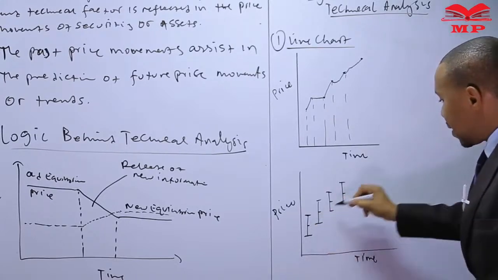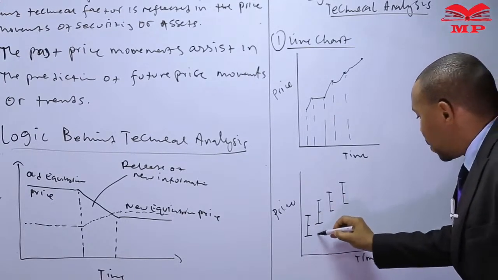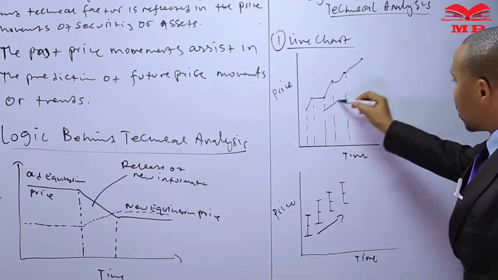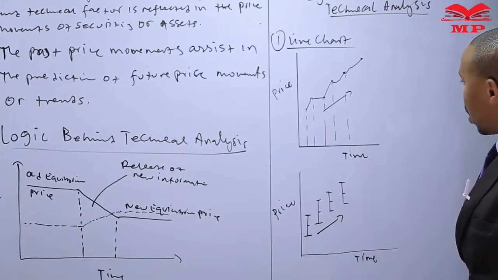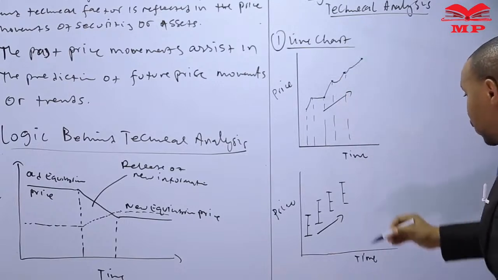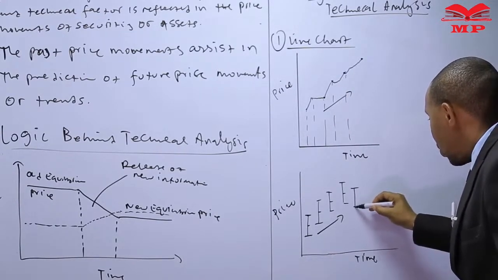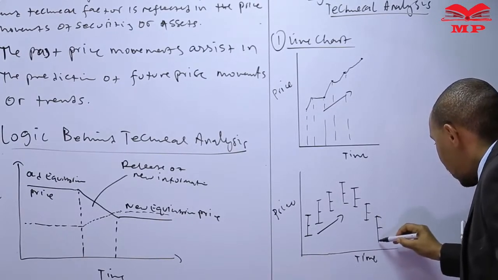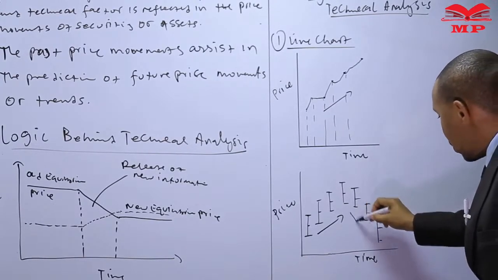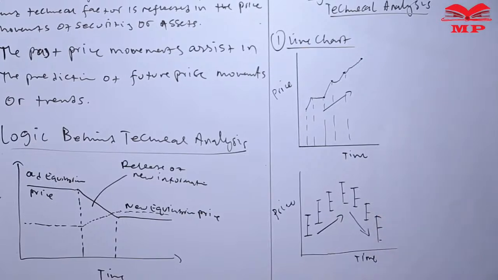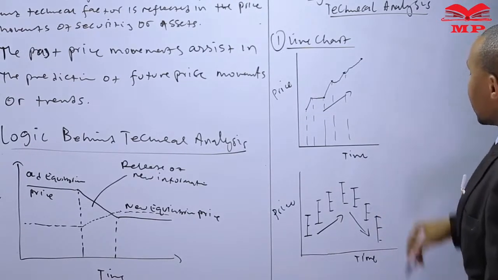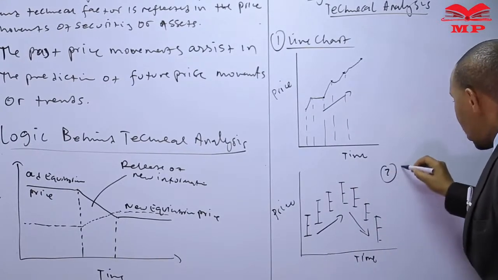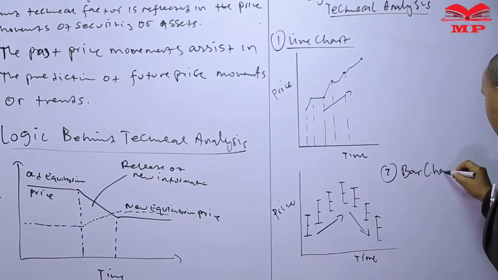So you can clearly see that this is an uptrend, or the trend is moving in that direction. As well, in the line chart, you can also see an uptrend moving in that direction. However, if it's moving down like this, say from over here, it goes down like that and moves down like that, and this is now a downtrend. That is what we can say is a bar chart. So I can indicate over here, number 2, bar chart.